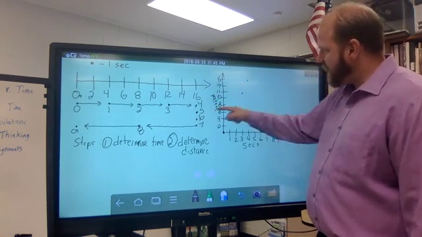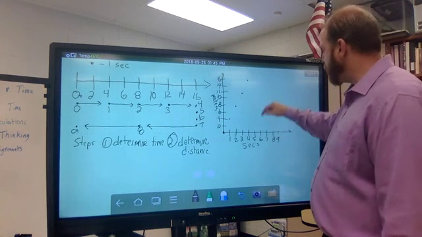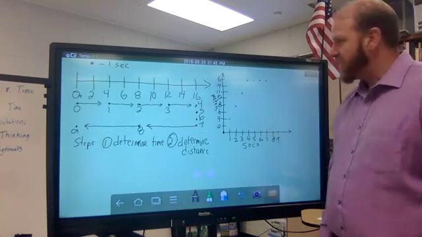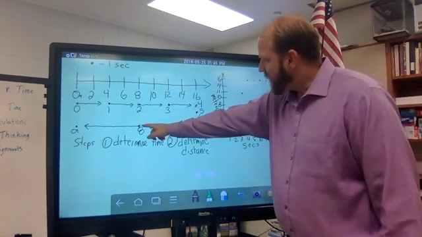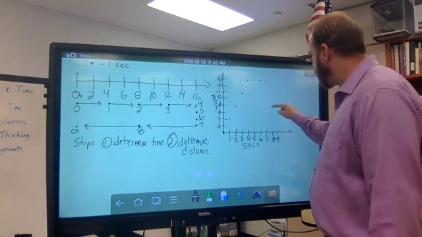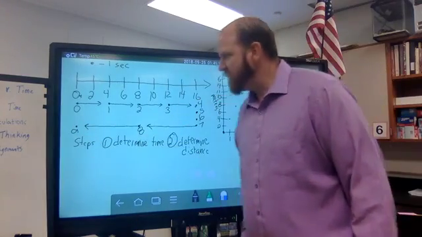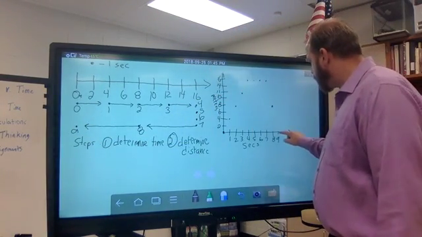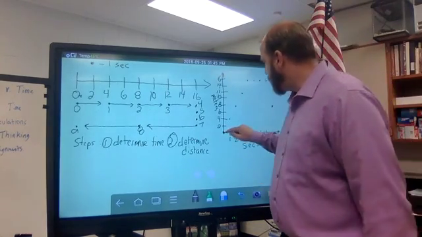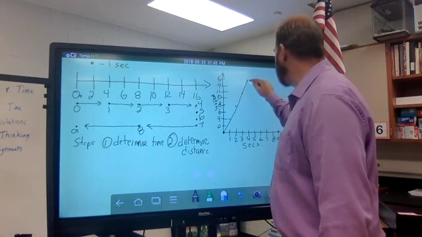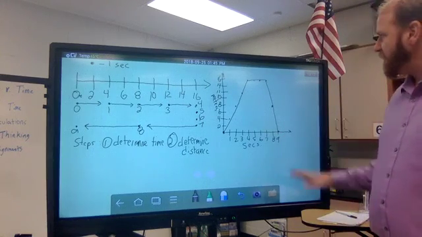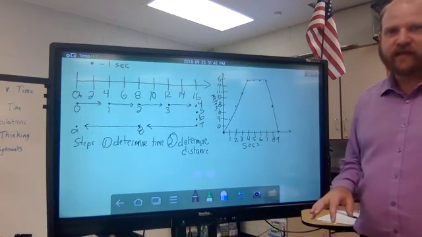And then I remain at 16 for 5, 6, and 7. So here's 5, 6, and 7. I've got 2 more points to plot. My 8th one goes back to 8, so I go 8 and 8. And then my 9th second is at 0. Now I have plotted my position versus time graph. I'm going to connect these dots. And there we go.